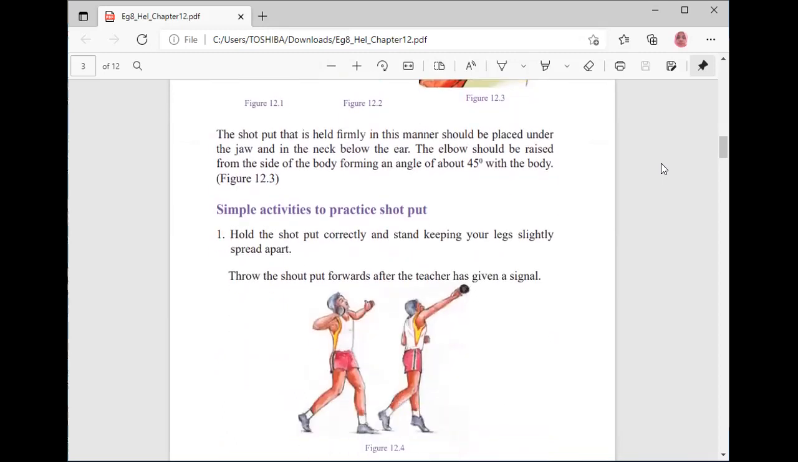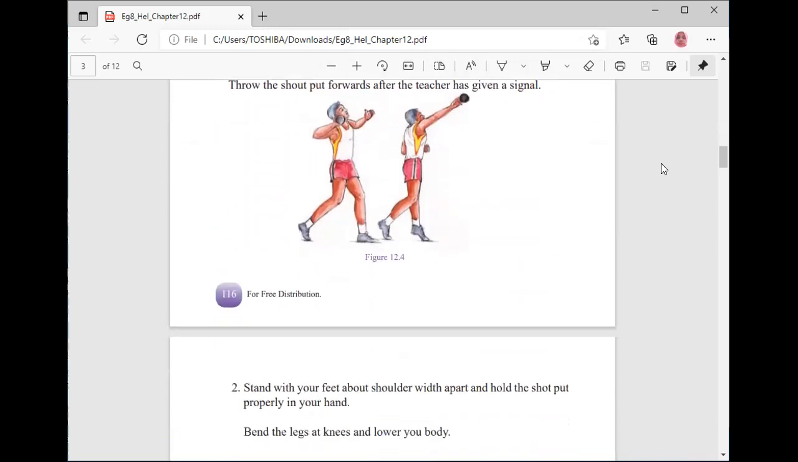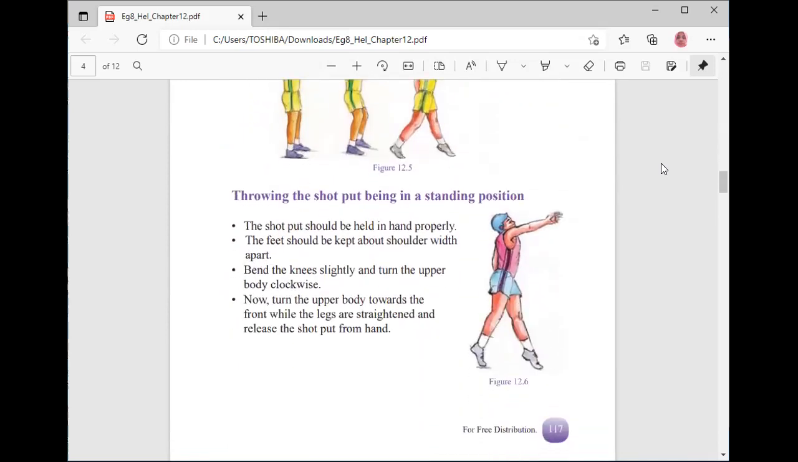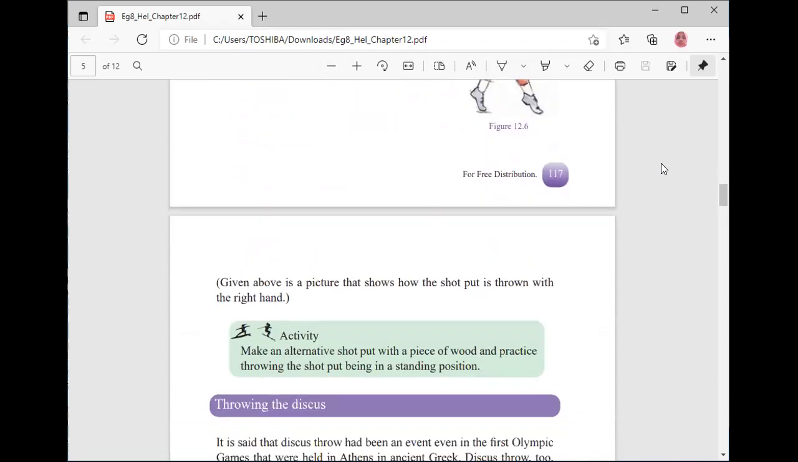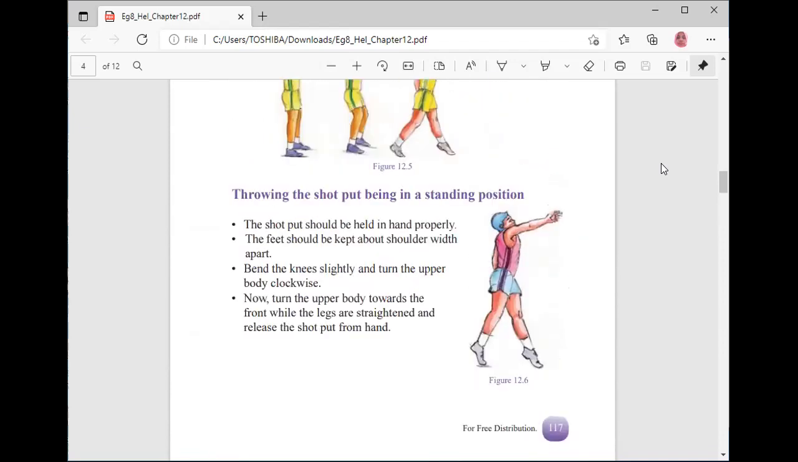Then there are simple activities to practice the shot put. They have given you a few activities to practice. Throwing the shot put from a standing position: see figure 12.6. Given above is a picture that shows how the shot put is thrown with the right hand. This one, figure 12.6.